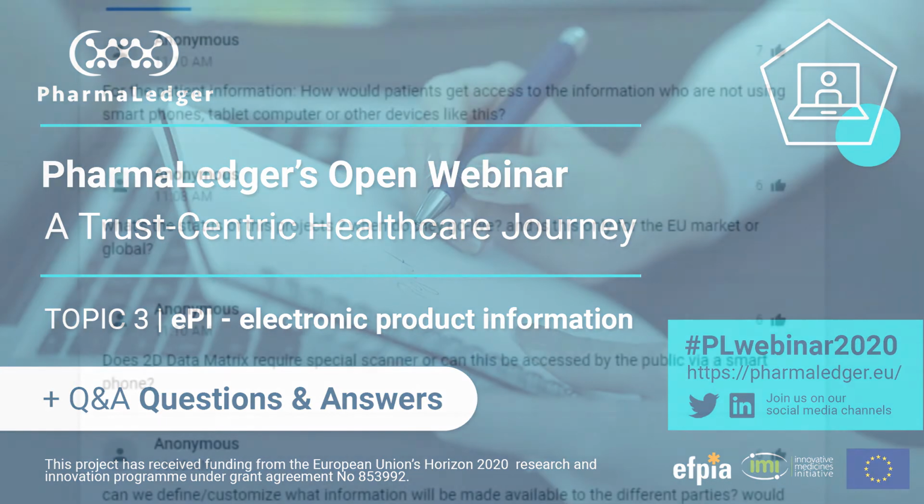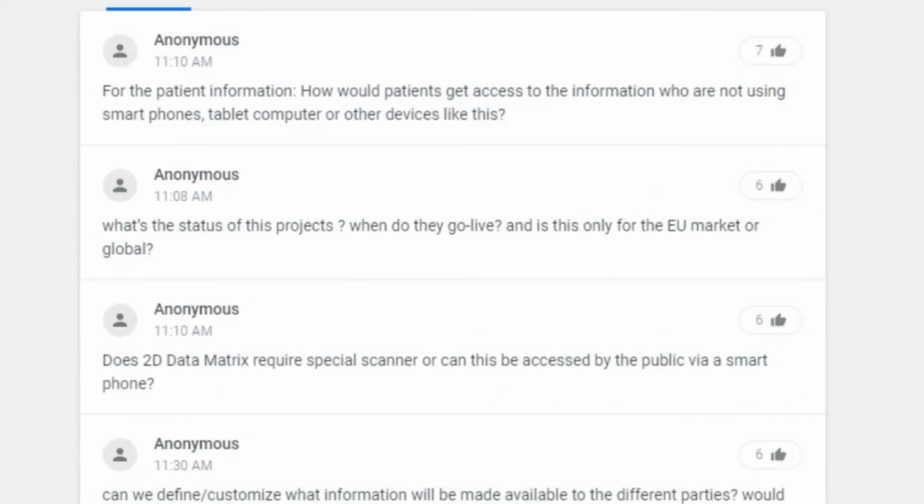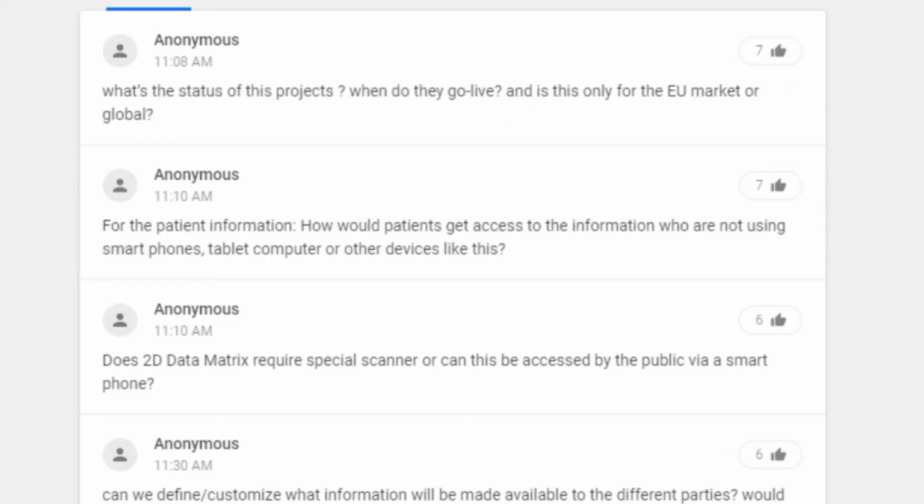Our next question is, I think, for Patrick and Ken, and it relates to patient information. How would patients get access to the information who are not using smartphones, tablets, or other devices like this?